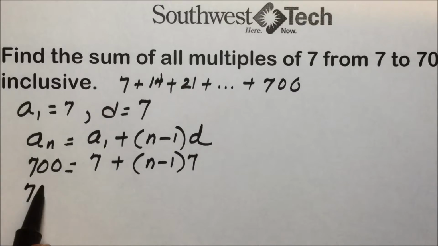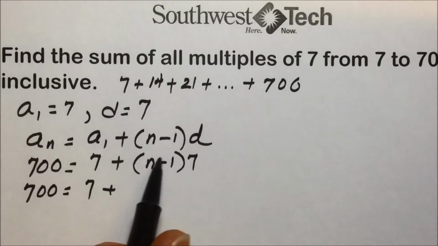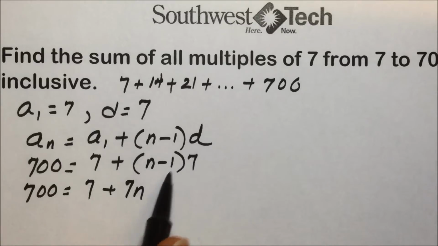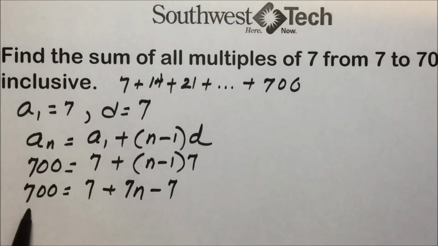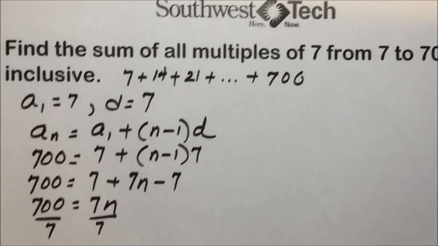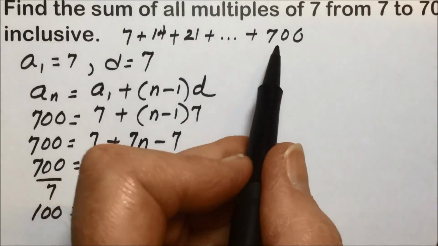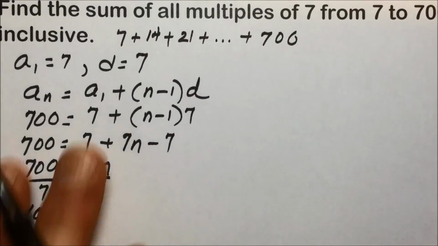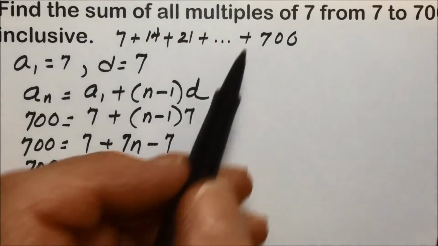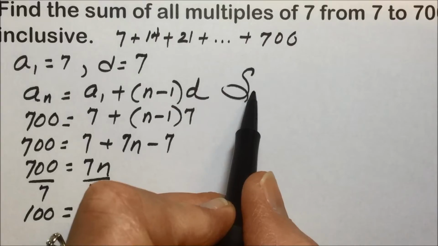Simplifying this equation, we'll do a distributive, so we'll have 7 times n is 7n, and 7 times negative 1 is negative 7. When we simplify on the right, the 7s cancel out. 7 minus 7 is gone, leaving 7n, and dividing both sides by 7, we end up with n equal to 100. So if you already figured out that we were adding 100 terms, great. Otherwise, here would be how to find that. So the question then is asking us to find the sum of the first 100 terms.